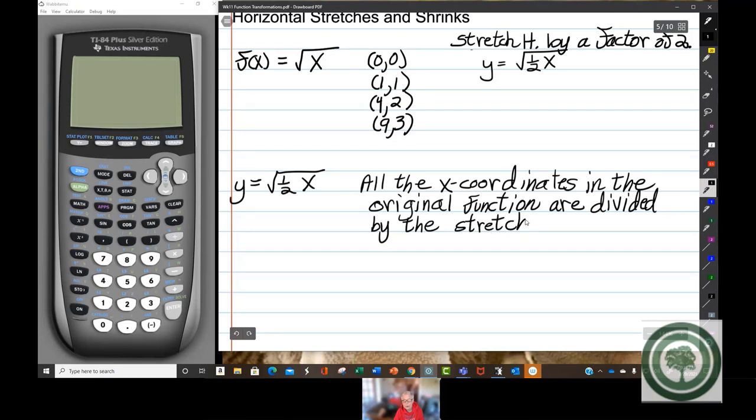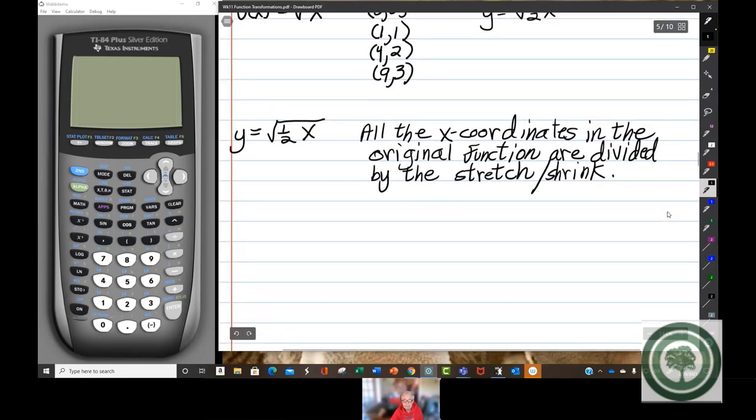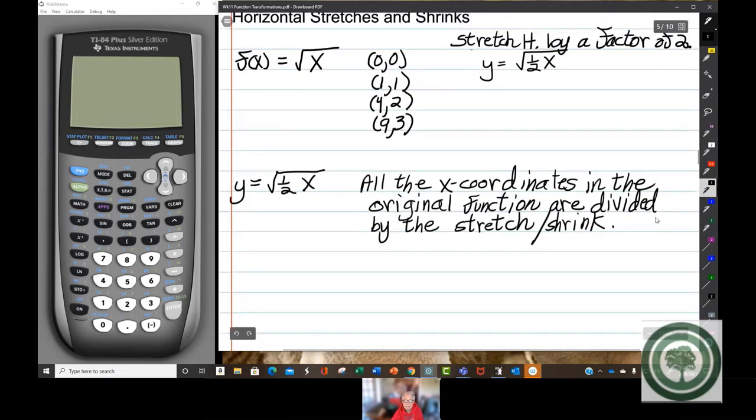Either the stretch or the shrink factor. So let's look and see what happens. All right. Original function, y equals the square root of x, and y equals the square root of 1/2 x.